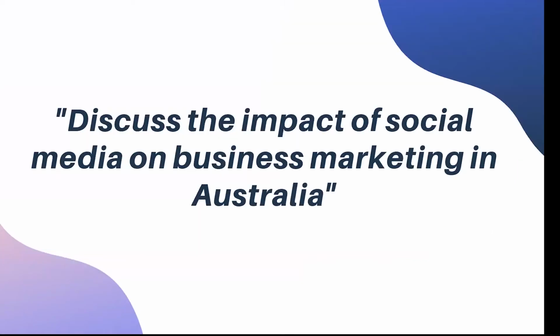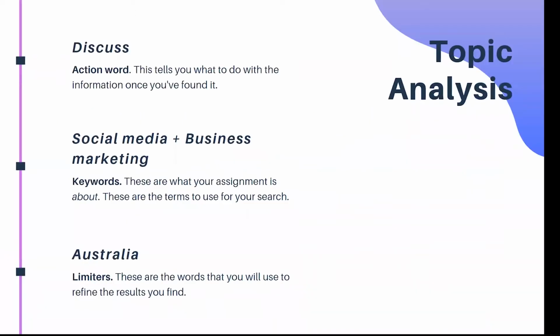So I've got a bit of an example here, and this is just an old essay task from way back when, so I don't believe that it's a current assignment. It says, discuss the impact of social media on business marketing in Australia. And if you think back to what I was just saying about action words, keywords, and limiters, this is what that looks like if we pull apart this particular topic.